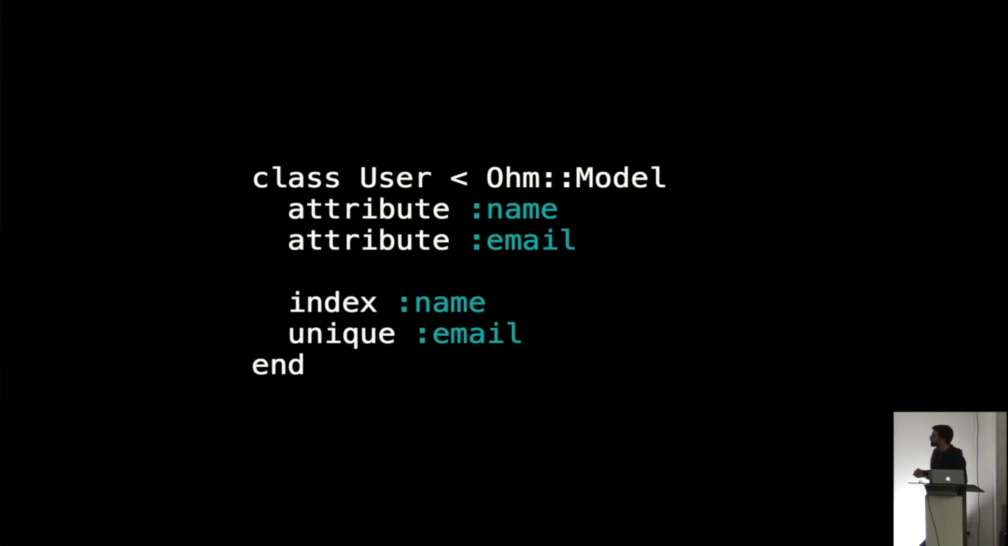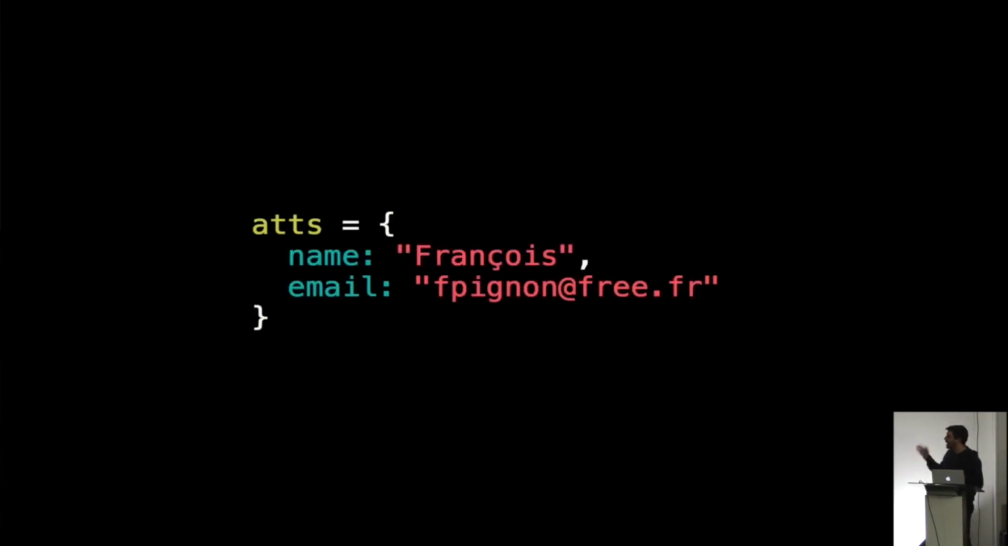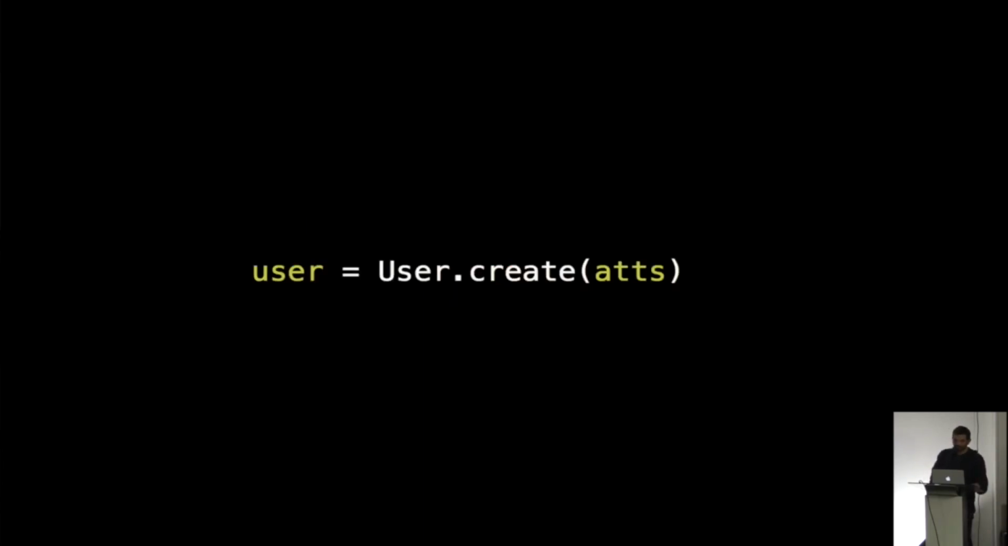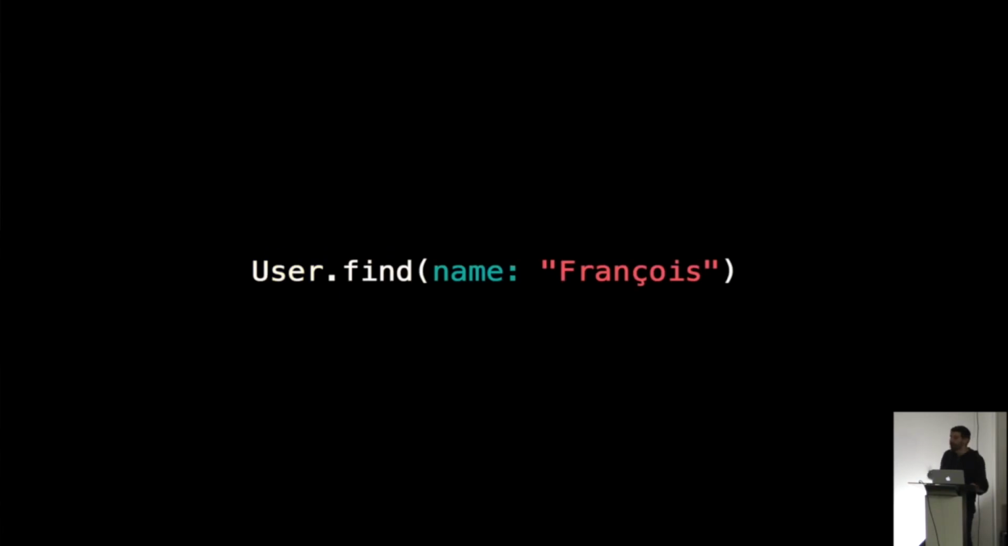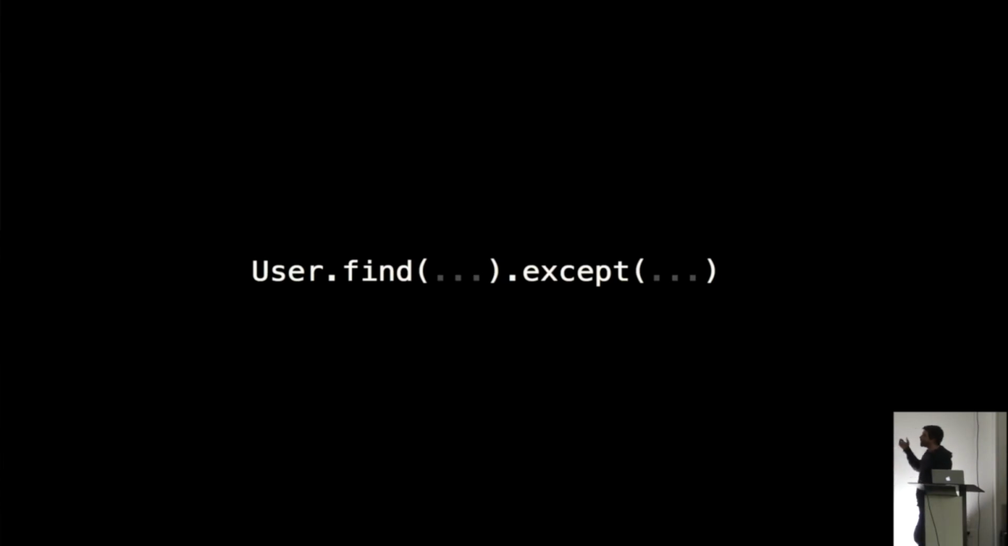With this definition, let's say we have these attributes. This is a hash in Ruby. We can pass that hash and create a new instance of user. We can ask for the name, the email, the ID. And given that we have indices, we can find all the users that have that name. We can combine several different filters. We can find all the records that match a certain condition and remove from that set all the records that match some other conditions.